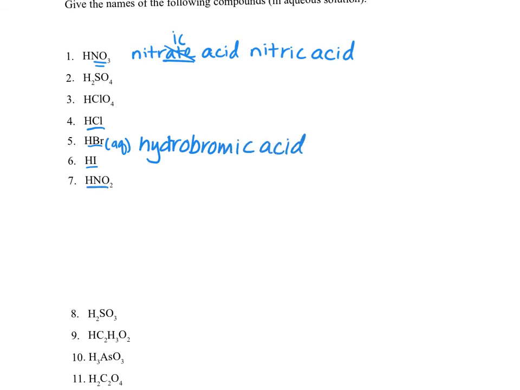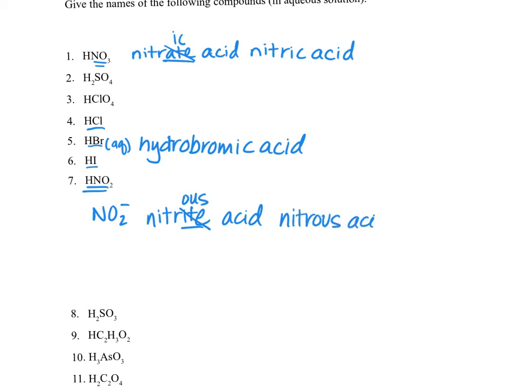Let's just do one more. Let's do HNO2. So NO2 comes from the polyatomic ion called nitrite. Oops, not nitride, but nitrite. Okay, ITE, based on the mnemonic, becomes OUS. And then I add acid to name it as an acid. So my final name would be nitrous acid.